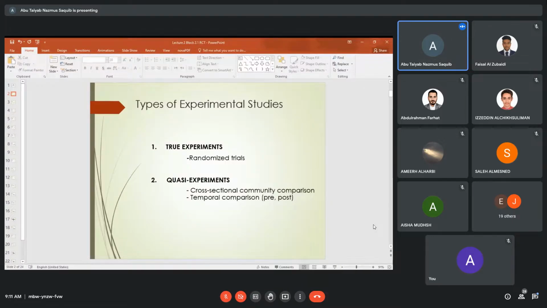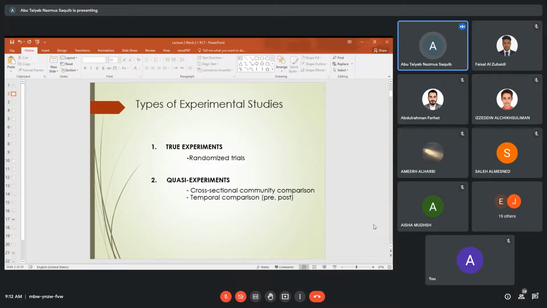Bukeria received the intervention and Buraida did not receive the intervention. So why are we saying it is a quasi experiment? We are saying it is a quasi experiment because here we did not do any randomization. We just took two communities, gave the intervention to one community and withheld it from the other community.